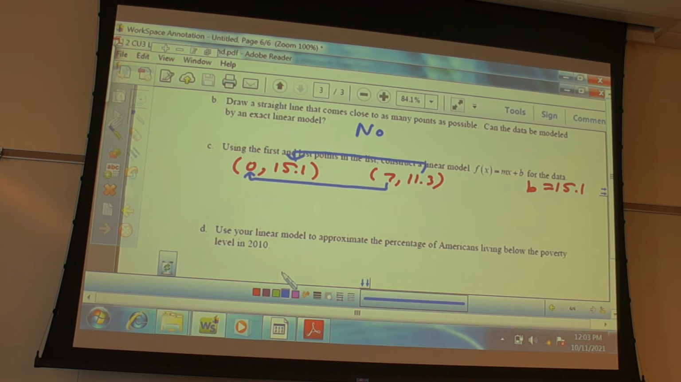So I think where you guys are all at is 11.3 minus 15.1 over 7 minus 0. Good. And what did you get? Negative 3.8 over 7. So you end up with negative 0.542. I'm going to go with that.